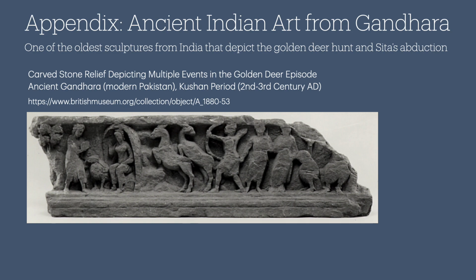Now, this presentation has been thorough and complete, in my opinion, but I wanted to give another example in this appendix of the golden deer episode in ancient stone sculpture rather than medieval painting. This carved stone relief that you can see on this slide, depicting two simultaneous events from the Valmiki Ramayana, should be all too familiar by now.